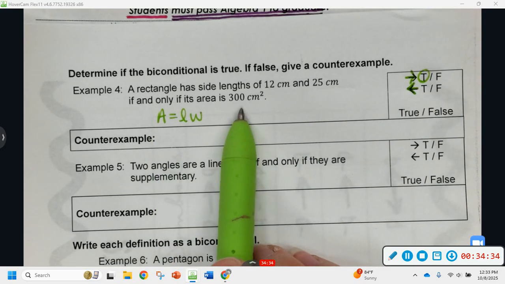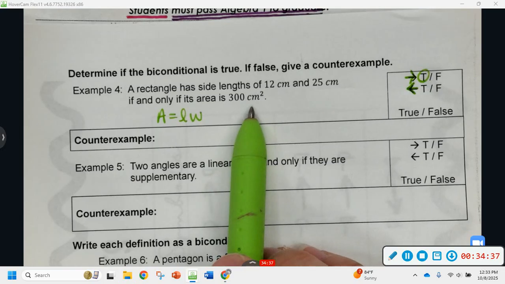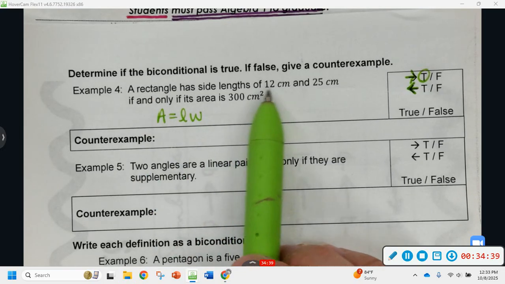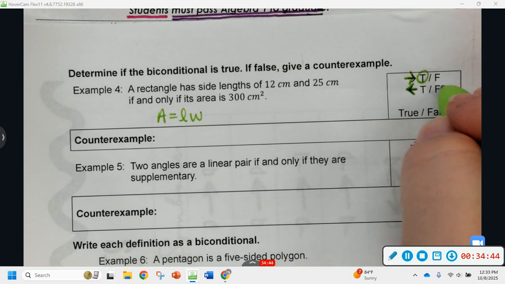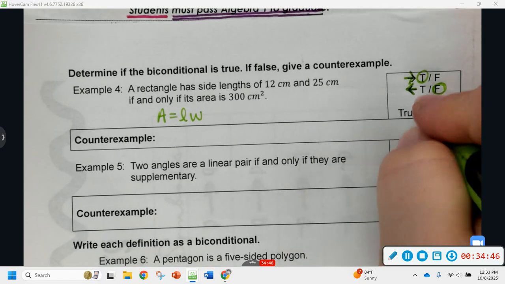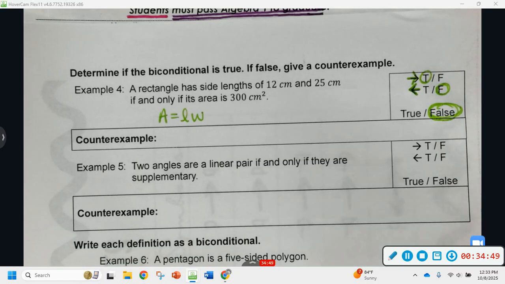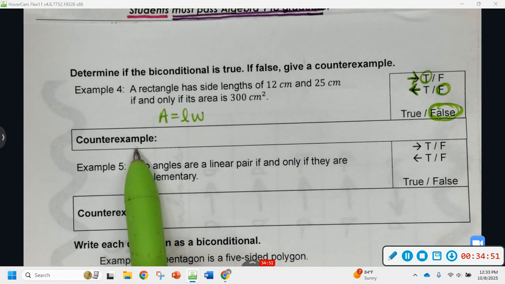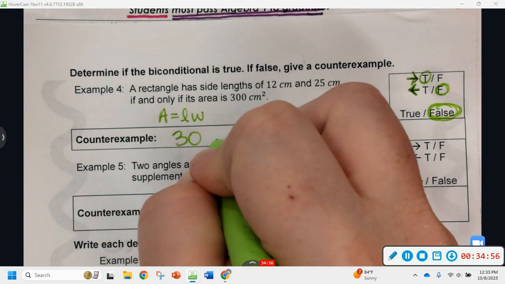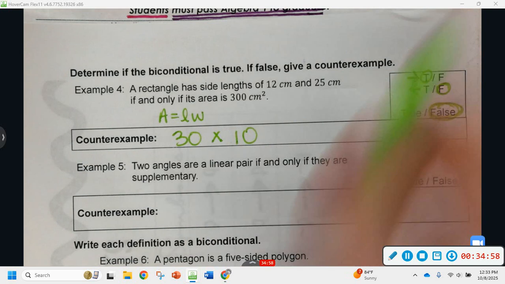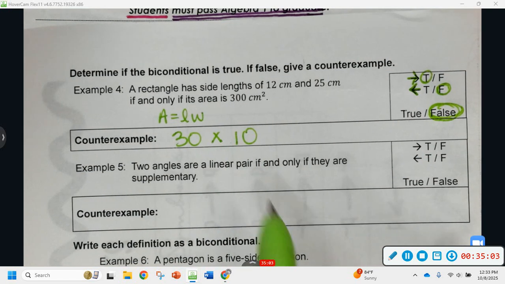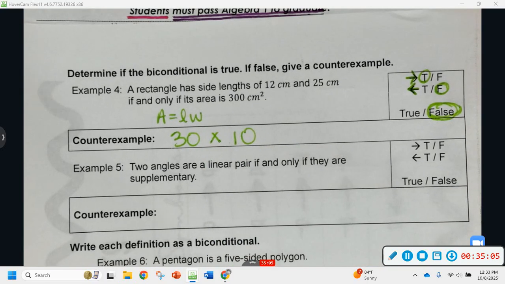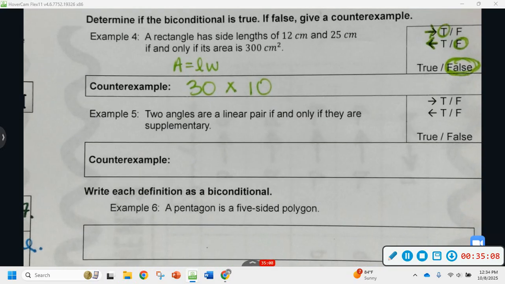If the area of something is 300 centimeters squared, is the only thing it can be in the whole world 12 by 25? Well, no, that's false. So altogether, that is a false truth value. So I need to provide a counterexample. Well, you could say 30 by 10. You could say 3 by 100. You could say 2 by 150. You could even say a 1 by 300. Lots and lots of different options. Okay?